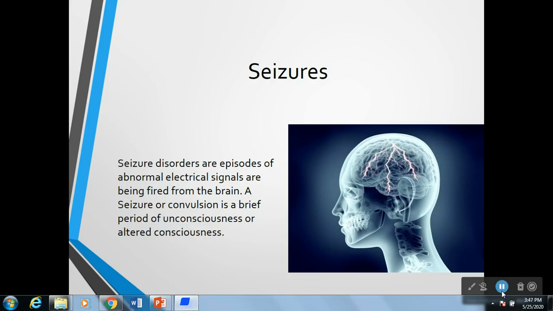This is going to be very important to remember when we discuss medications, specifically barbiturates, that inhibit the excitatory neurons from being stimulated.